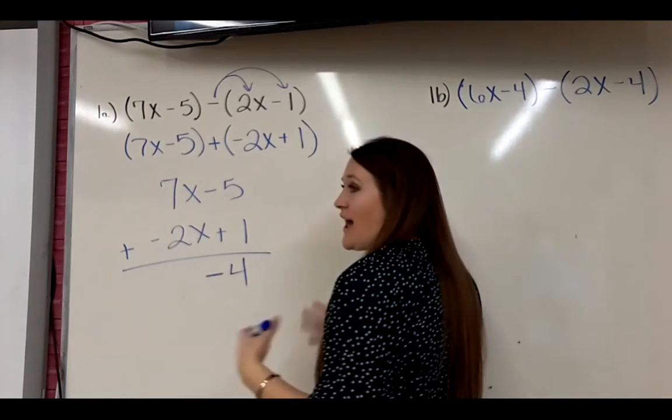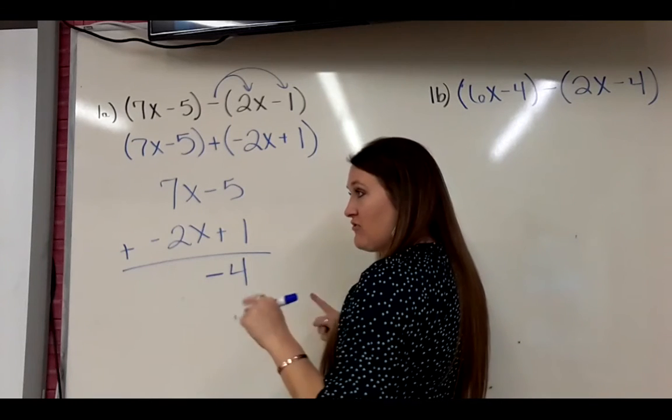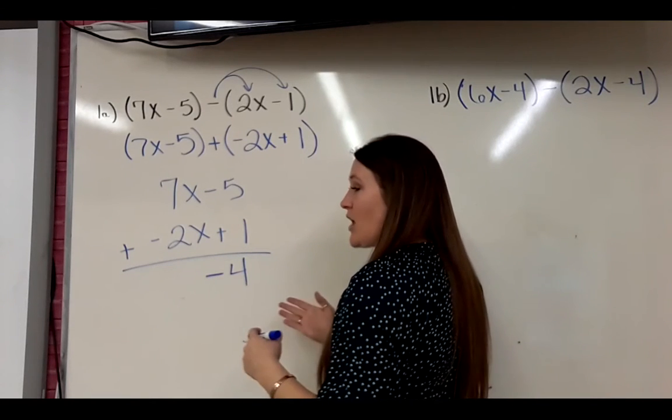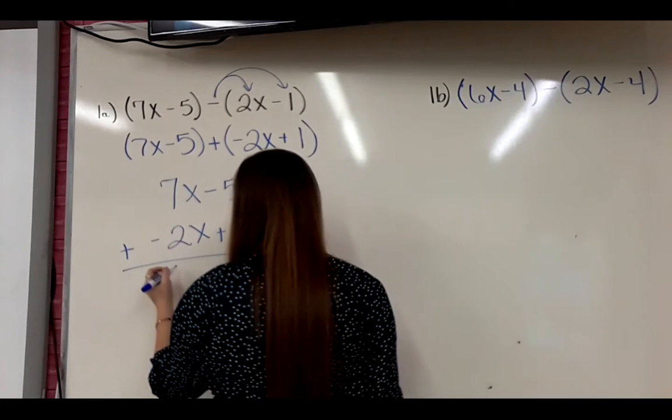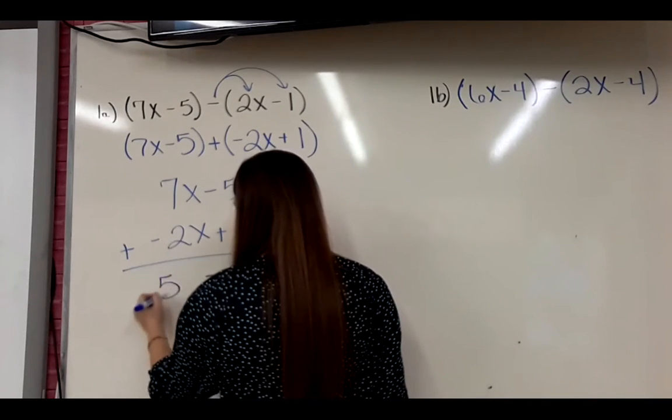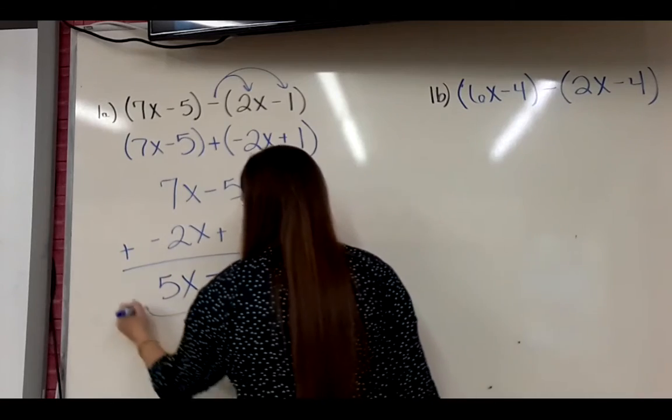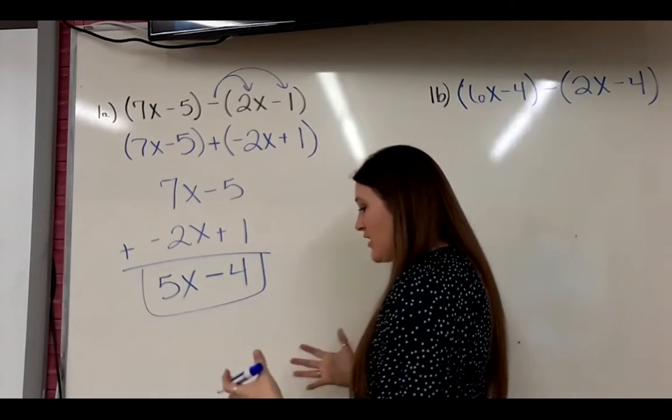If you remember, when you're adding with positive and negatives, when they're different, you find the difference. So we subtract and keep the sign of the larger number. 7 minus 2 is 5. 7 is bigger, so it is positive. 5x minus 4.